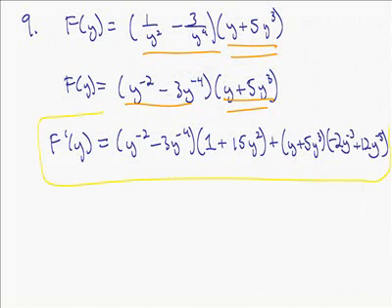F prime of y is equal to all of this. And again, don't simplify that. Make it easier on you, make it easier on me if I'm grading it. Just leave your answer just like that. Y to the negative 2 minus 3y to the negative 4 times the, remember this is the first, times derivative of the second, plus the second function left alone, times the derivative of the first. First times derivative of the second, plus second times derivative of the first is your product rule.